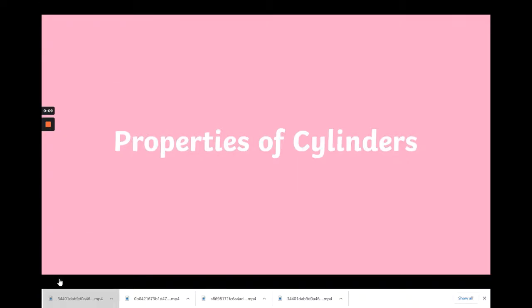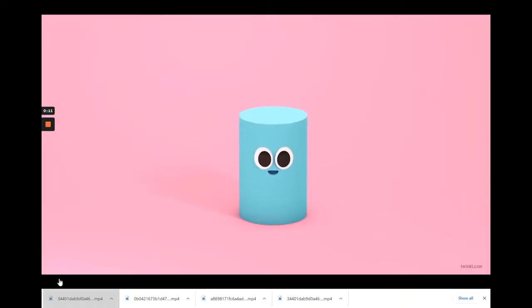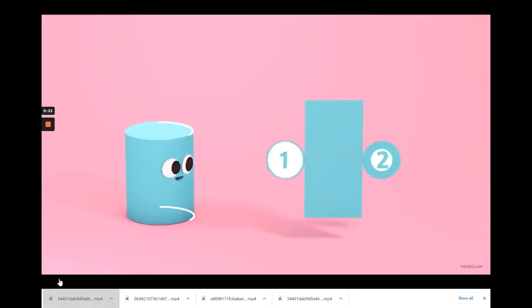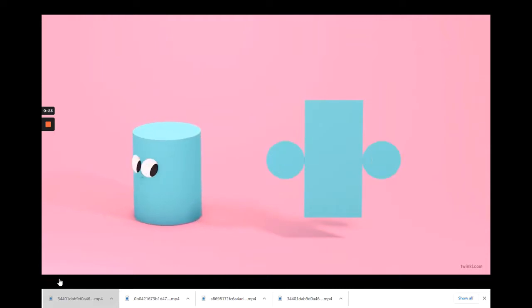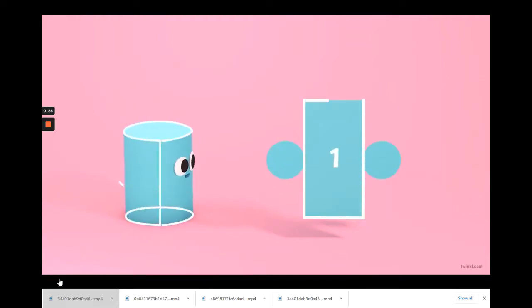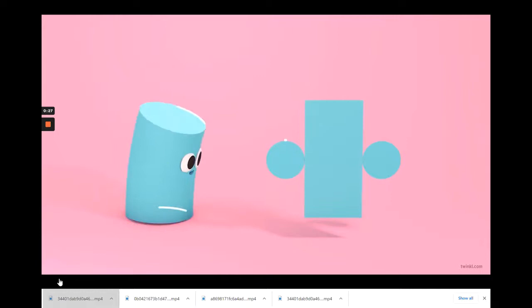Properties of cylinders. Cylinders are a type of 3D shape. You probably have lots of cylinders at home. Cylinders can be any size, but they all have the same properties. Cylinders have 2 flat circular faces, they have one curved face, and they all have two curved edges, but cylinders don't have any vertices.